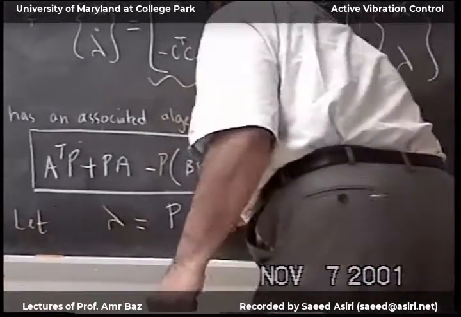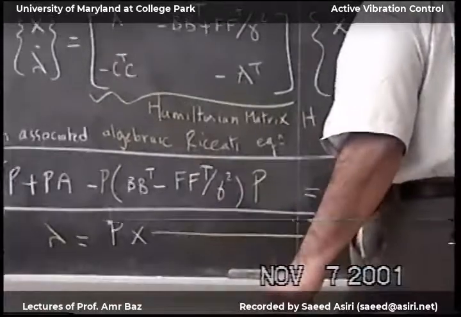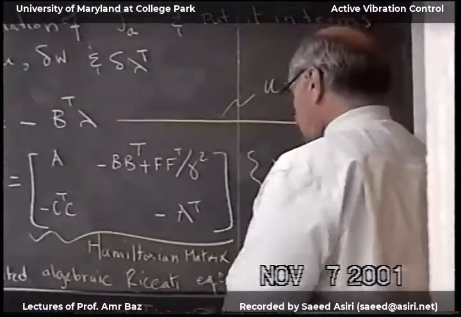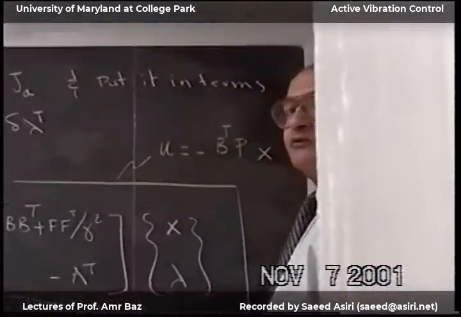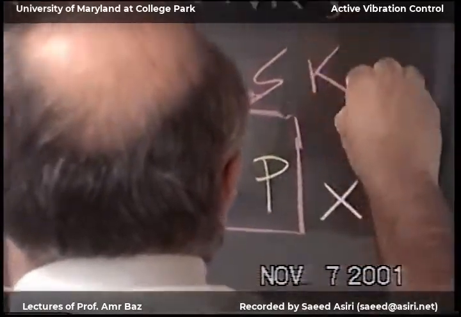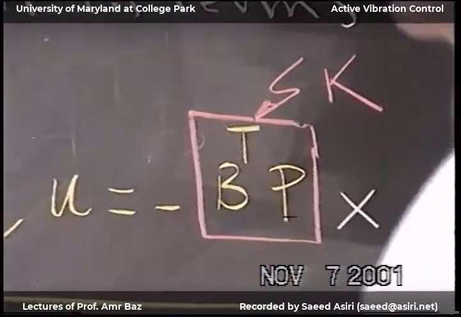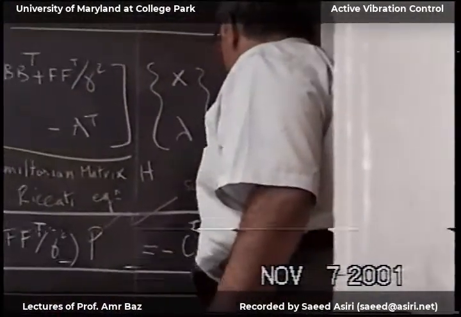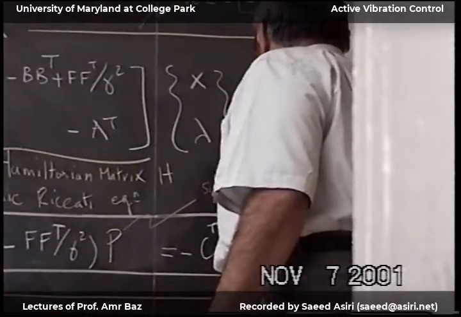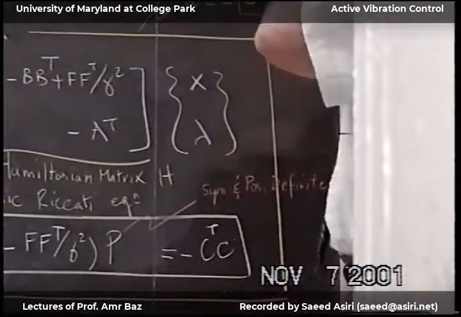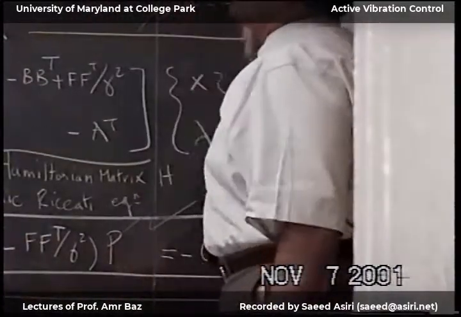And when we do this, and I combine these two equations, then we have U equal to minus B transpose P X. And this will yield this control gain K. The solution here, P has to be symmetric, positive definite. Okay, so now we know how to extract the K.